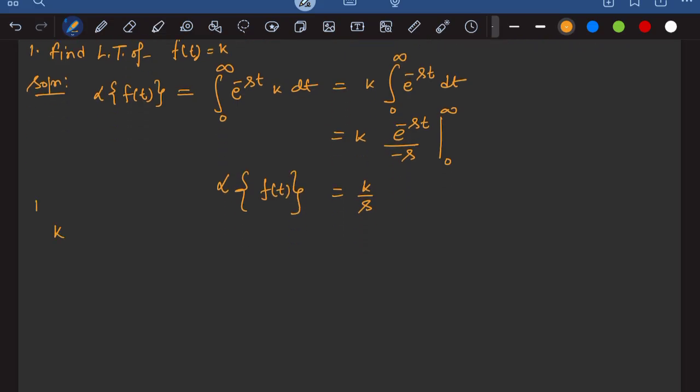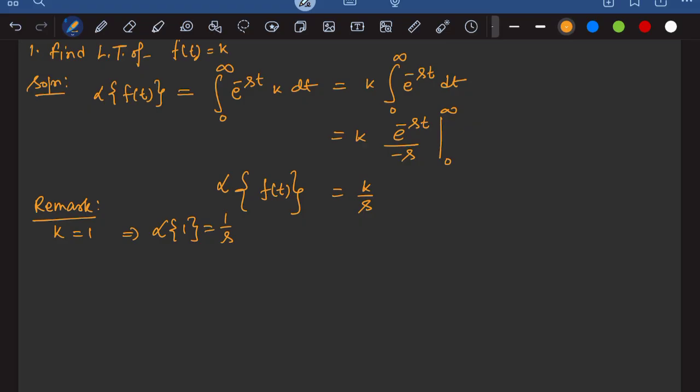Remark: if k is equal to 1, then the Laplace transform of 1 is 1 by s.